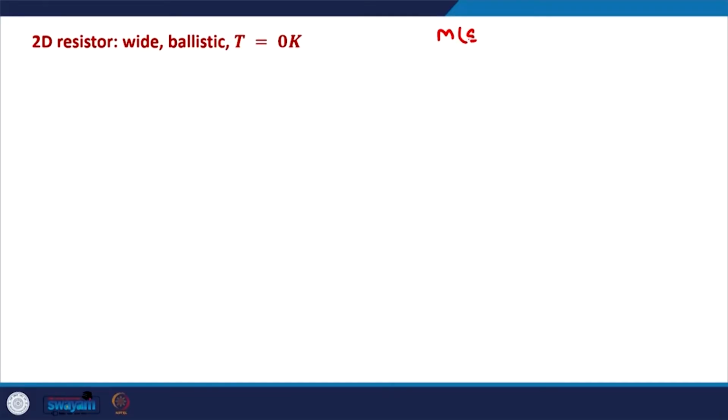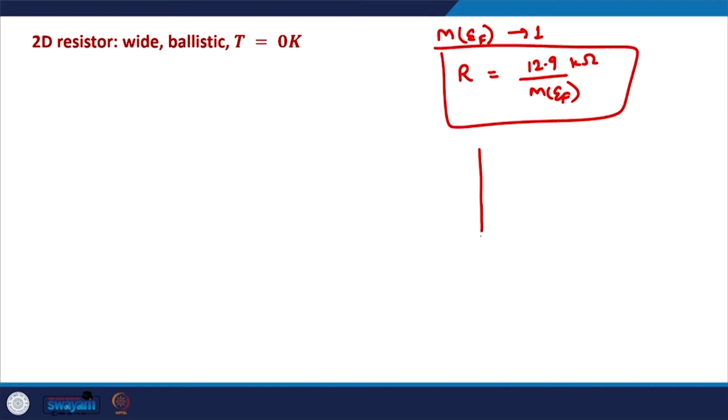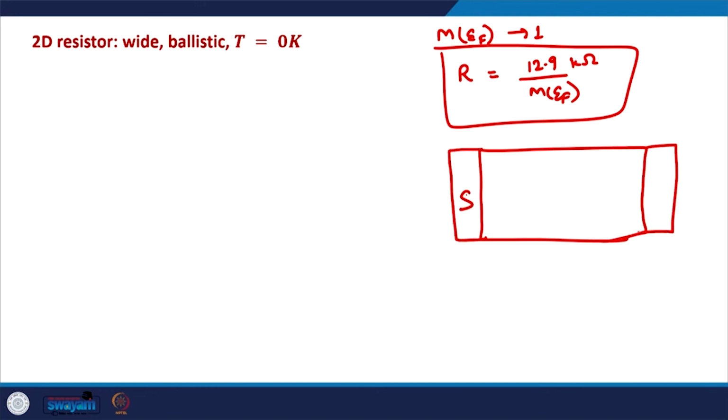In our previous slide, we have assumed that there may be, let us say, 1 mode, or a small number of modes in the device. So, the resistance will be 12.9 kilo ohms by modes. But let us take a more general case, let us take a wide ballistic conductor, which means that now there could be many modes in the device, in our 2D device, source, drain, length is such that it is a ballistic conductor, the width may now be more such that the number of modes could be large in number. And now let us see how the resistance of the device looks like in this case.